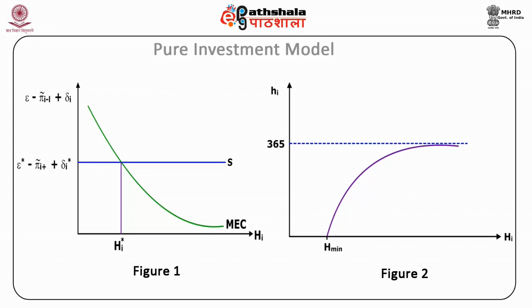At death, that is H minimum, the number of healthy days equals 0. The curve depicts the diminishing marginal product of health capital. Healthy time increases at a decreasing rate and eventually approaches 365 days.